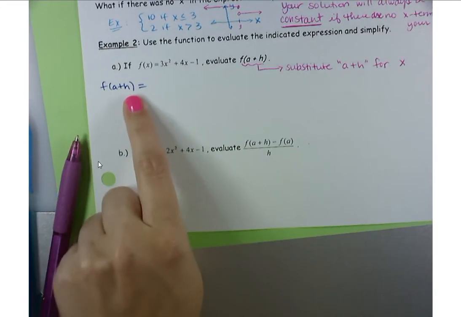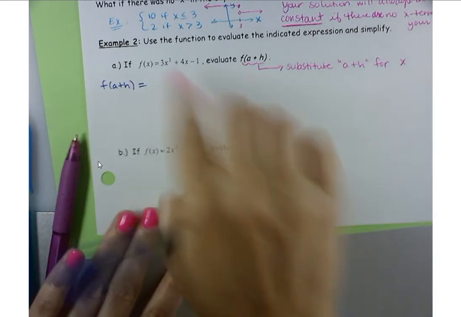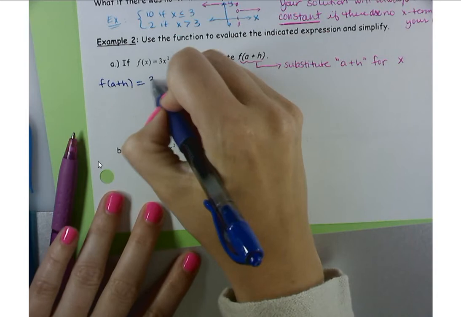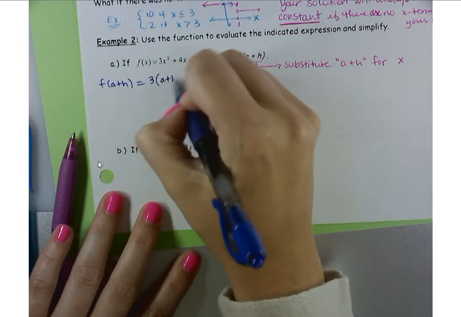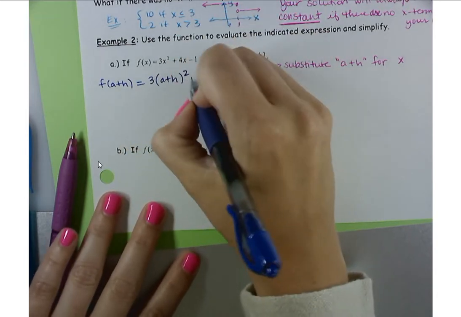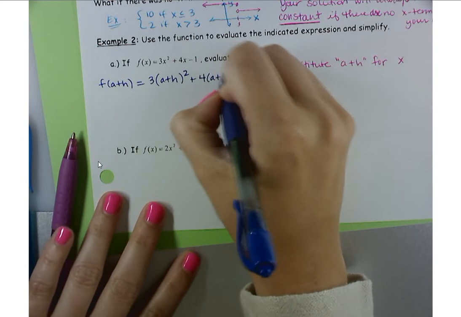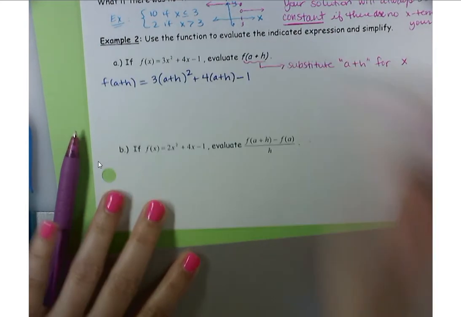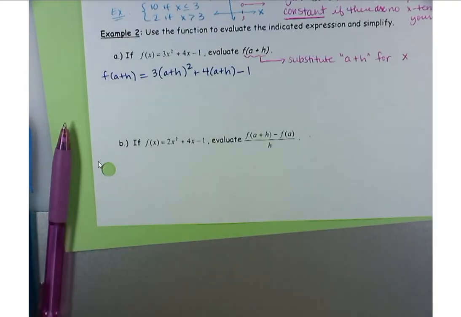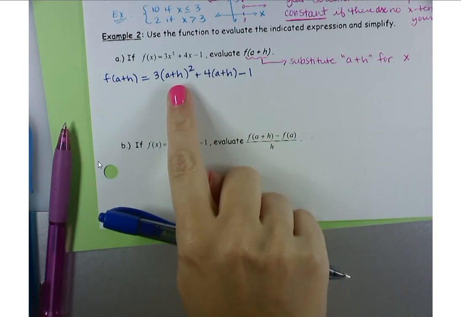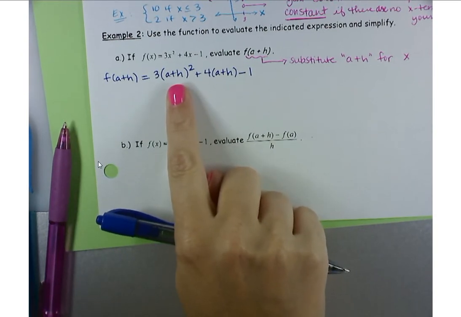Okay, so I have f of a plus h, so I have 3x squared. So instead of x, I'm going to have a plus h squared plus 4 times a plus h minus 1. How do we do with just the substitution? Good, okay, so the next thing we have to remember, a plus h squared is not a squared plus h squared. What do you have to do with this? You have to FOIL it.